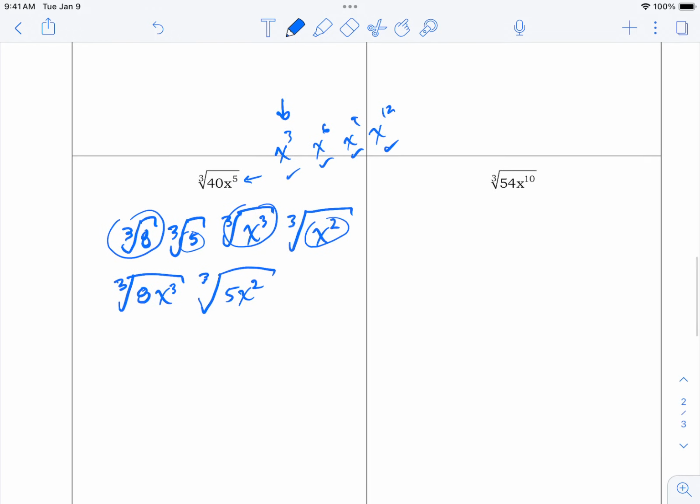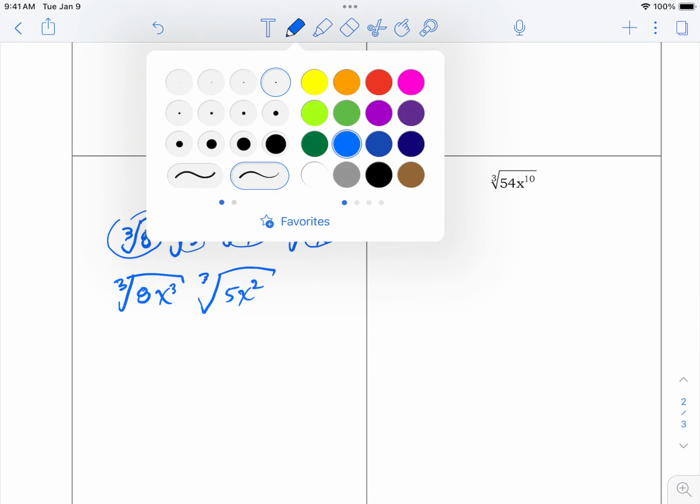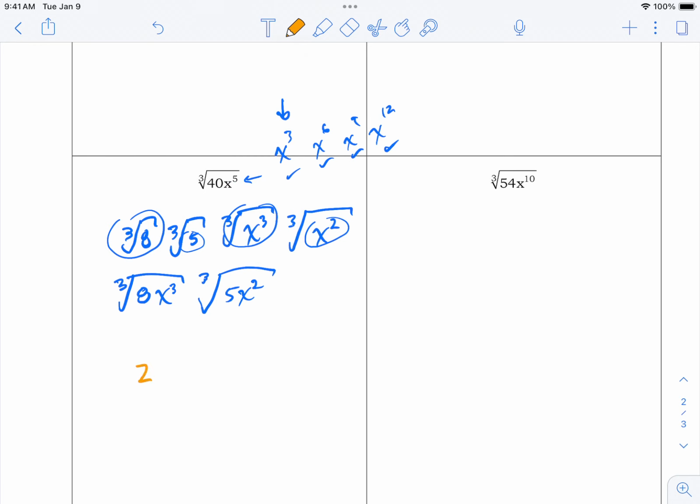Now it's time to actually take the cube root. The cube root of 8 is 2. The cube root of x cubed is x. And then these are leftovers. That's just going to stay the way it is. And so there's how you simplify that one.